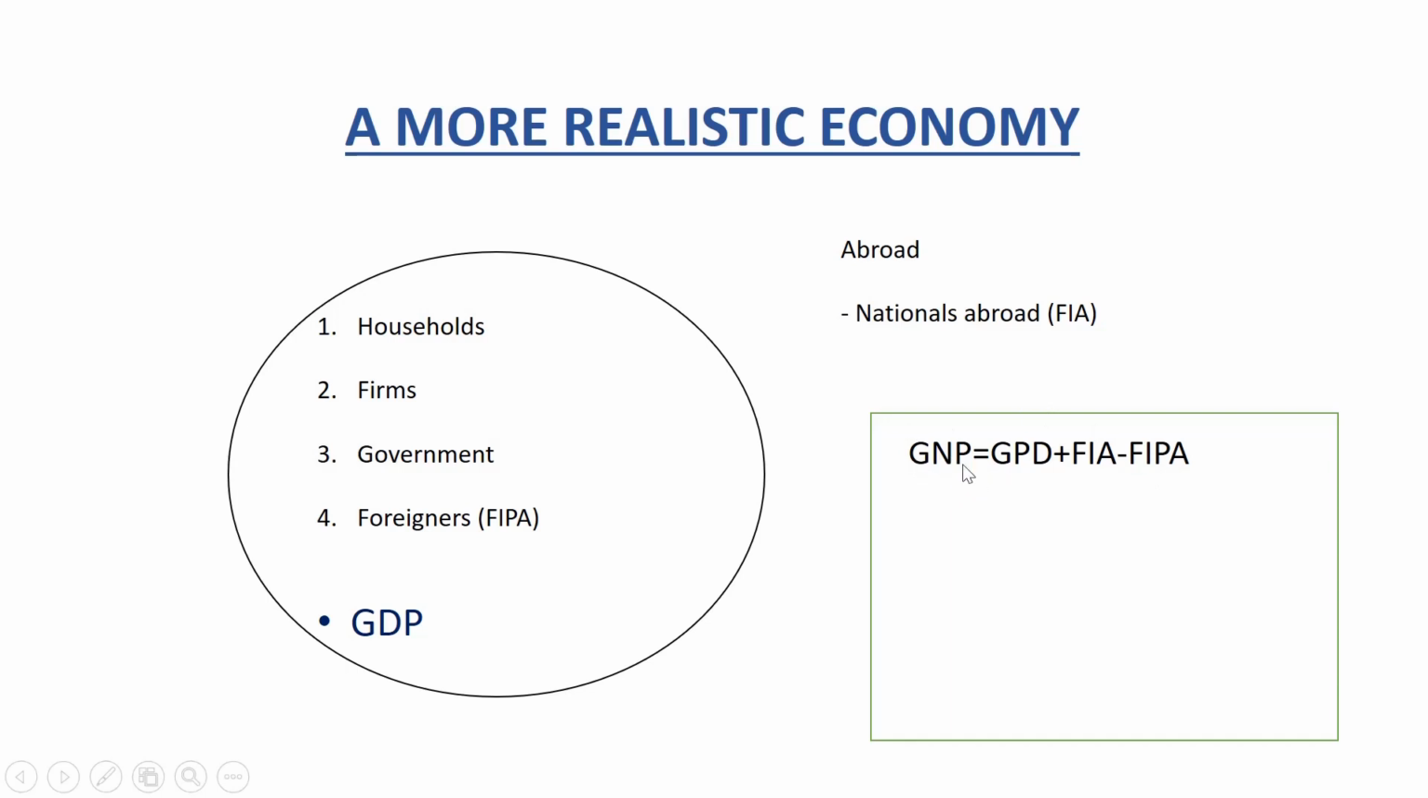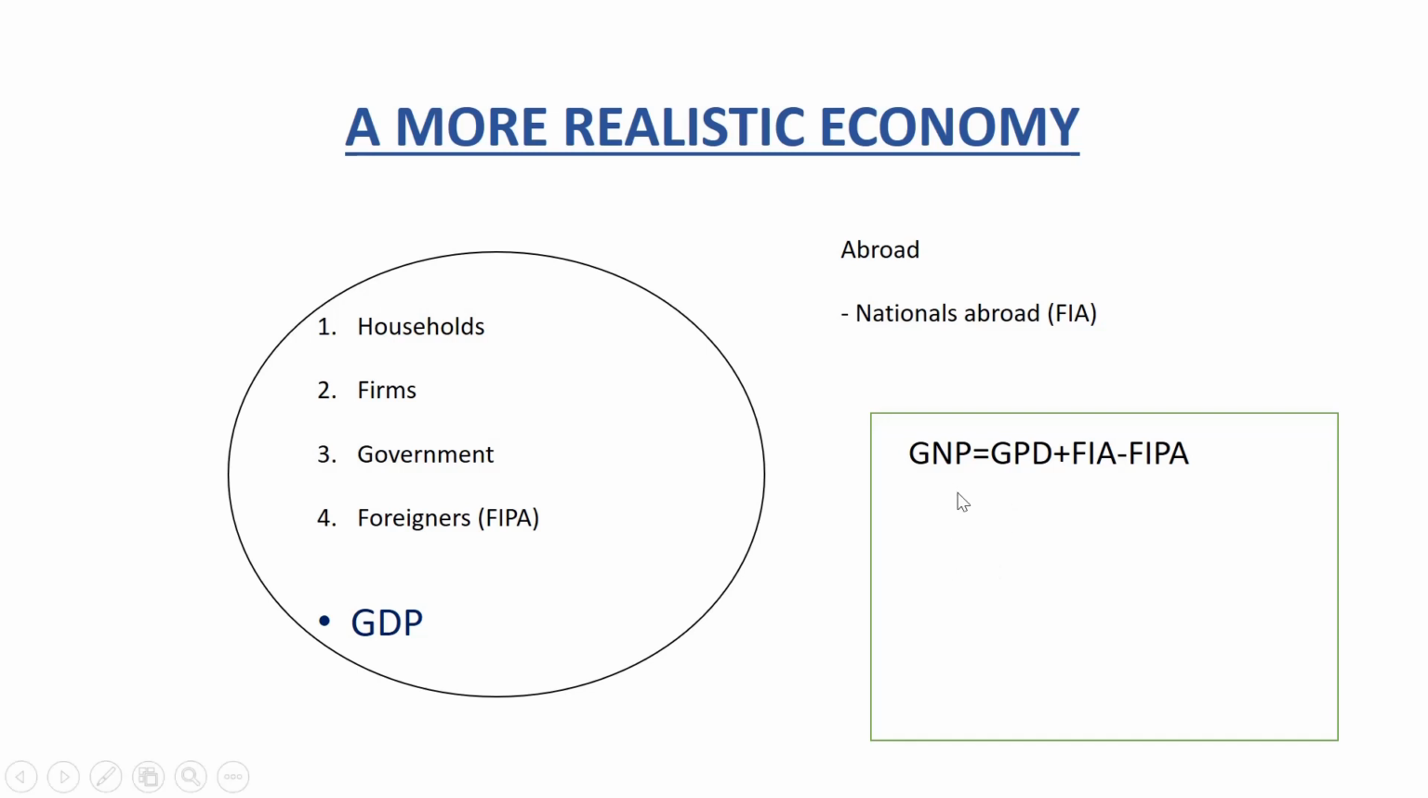So when we talk about GNP, it is taking GDP, adding factor income from abroad, and subtracting factor income paid abroad. At the end of the day, this will give us the monetary value of all goods and services produced by factors owned by nationals of a country, regardless of where they reside in the world.